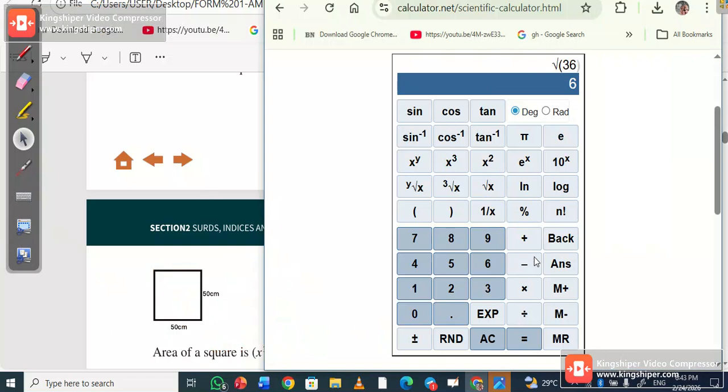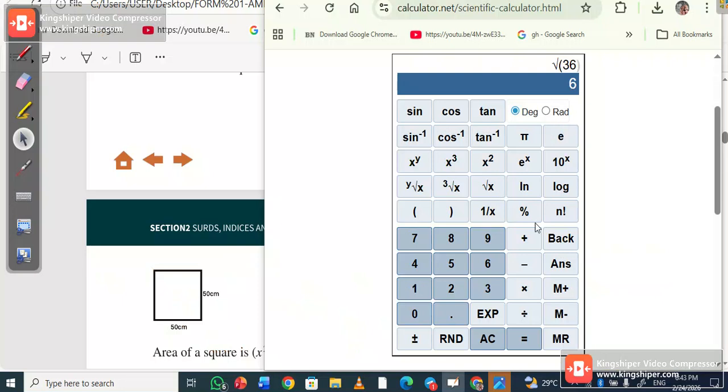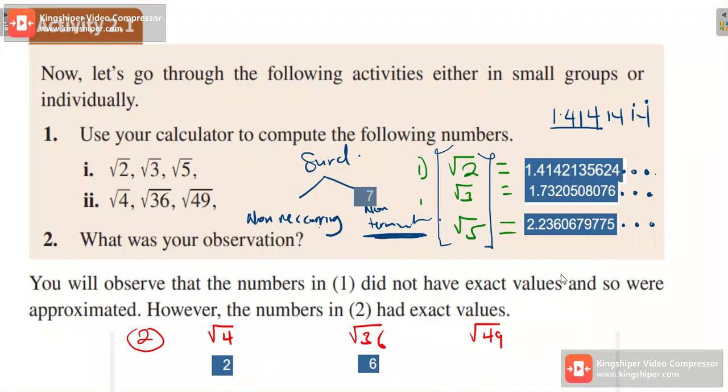I am getting 6. Square root of 36 is 6, and that is it. And the last one is root of 49. Square root of 49 is also 7. So we have that here. Square root of 49 is 7.